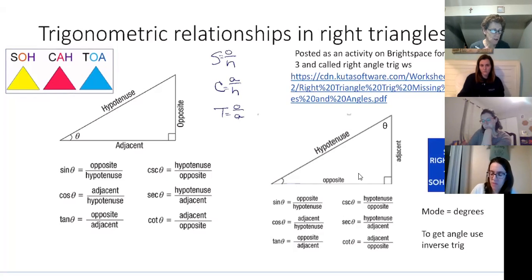So you can only use SOH CAH TOA when you are in a right triangle situation. You can't use it for any other triangle. So that has to be a right triangle. So if you see a right triangle, a right angle, think SOH CAH TOA.